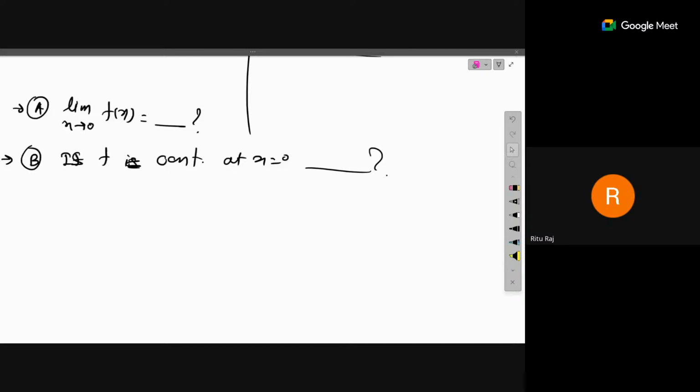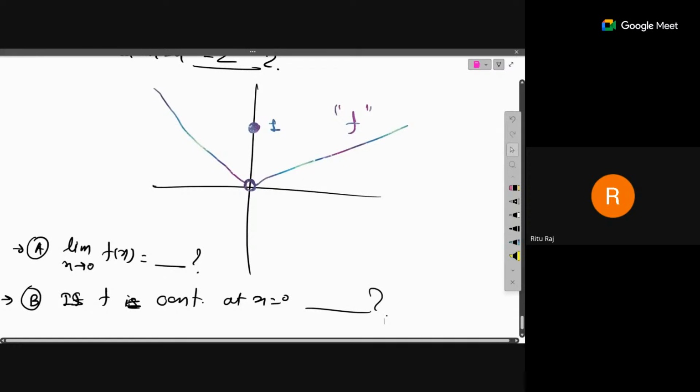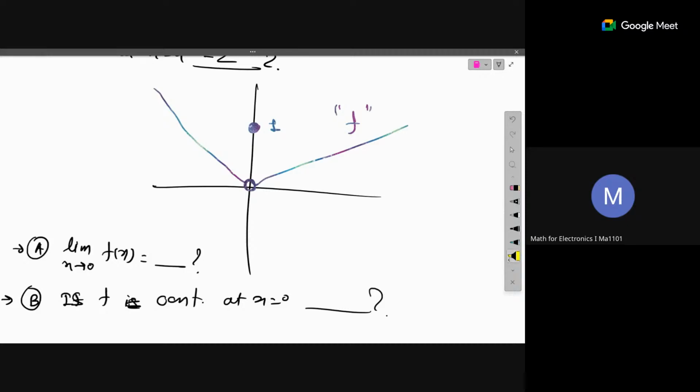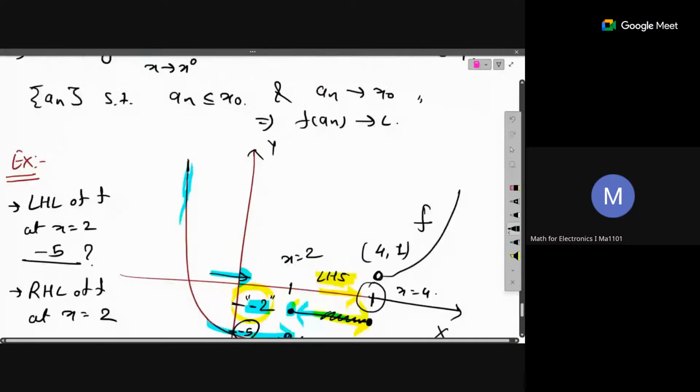When the limit tends to 0, it's 1, ma'am. Its value becomes 1 and it is not a continuous function. Correct. Everyone agrees with his answer, right? So how could you tackle the limit thing? Here you observe, one result is there. I think I haven't stated it.